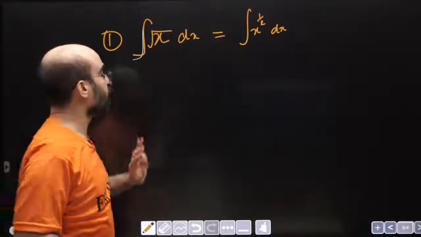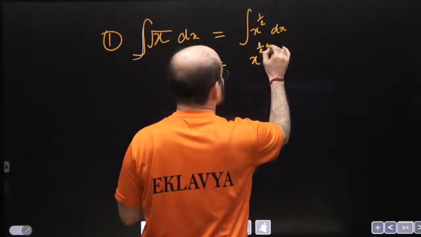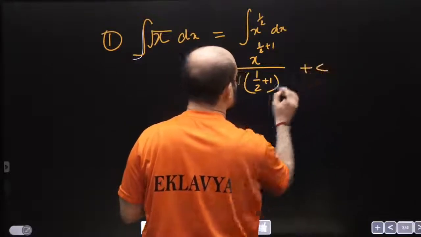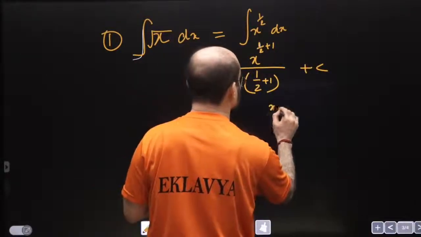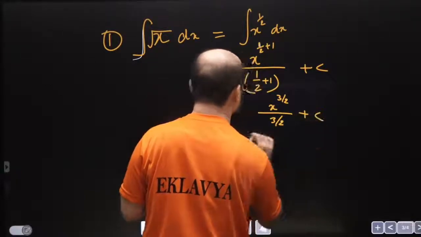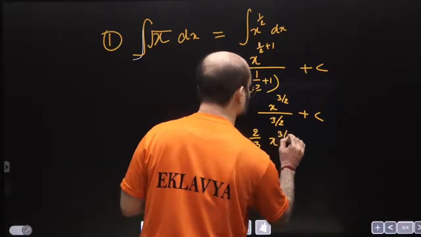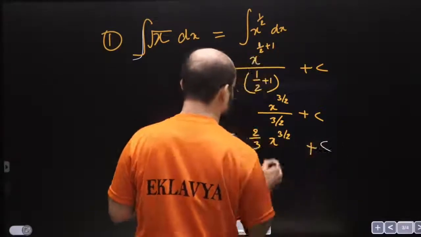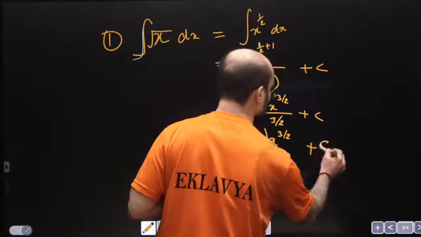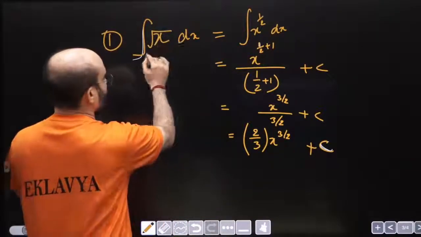Square root of x means this. How will you get it? So x raised to power half plus 1 divided by half plus 1 plus some constant. What you will get? X raised to power 3 by 2 divided by 3 by 2 plus some constant. That means 2 by 3 x raised to power 3 by 2 plus some constant. Okay? This is what we are going to get. Right? So this is the value of the integral of square root of x, right?